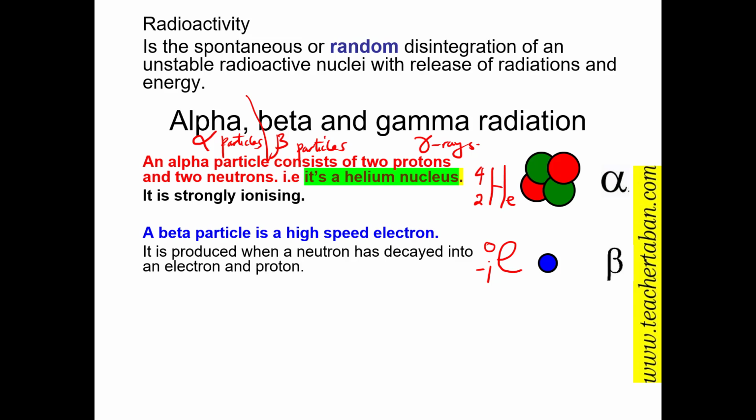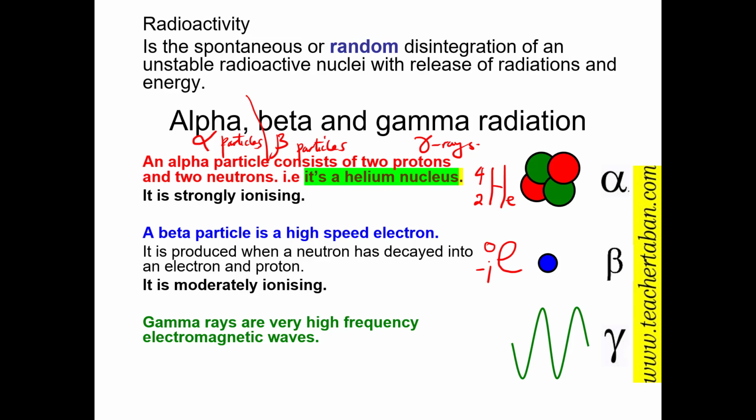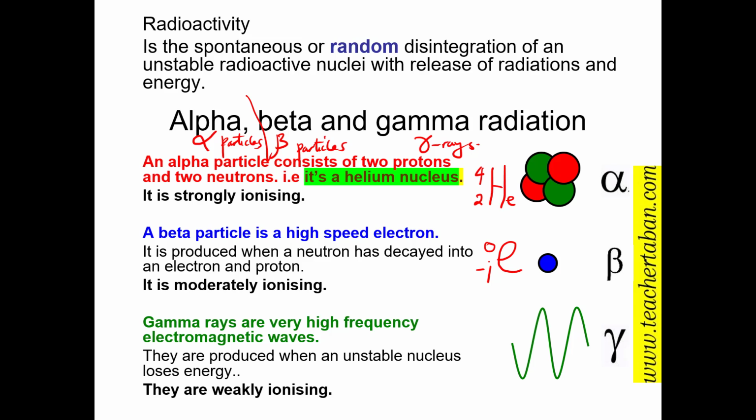At higher levels, we shall find out that this is produced when a neutron has decayed into an electron and a proton. But at this level, this is not very important to you. All you need to know is that a beta particle is a fast moving electron and it is moderately ionizing. Lastly, we have the gamma rays. These are high frequency electromagnetic waves. And since they're simply rays, they have zero mass, or we can simply say that they don't have any mass. They're just radiations of energy. So those are three radiations emitted from a radioactive material.